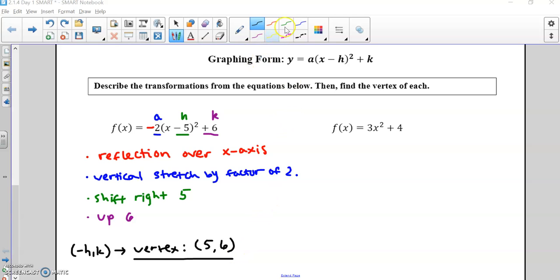All right, on to the next one. So for this equation, we don't have a negative sign, so we don't have to worry about flipping our graph or reflecting, but we do have an a value. It is right here. It is 3. Again, because it's a number bigger than 1, that tells us it's going to be a stretch. Vertical stretch by a factor of 3.